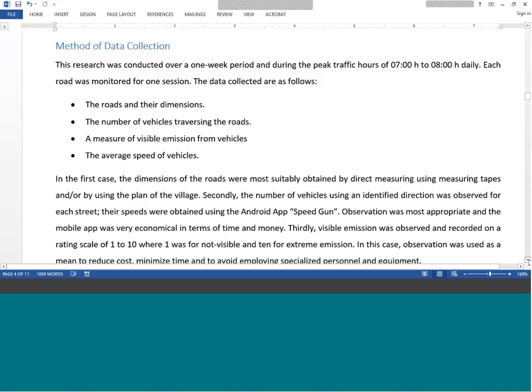So the method of, if you want to type it as data collection procedures, method of data collection: the research was conducted over a one-week period and during the peak traffic hours, 7 to 8 hours daily. Each road was monitored for one session. The data collected are as follows.